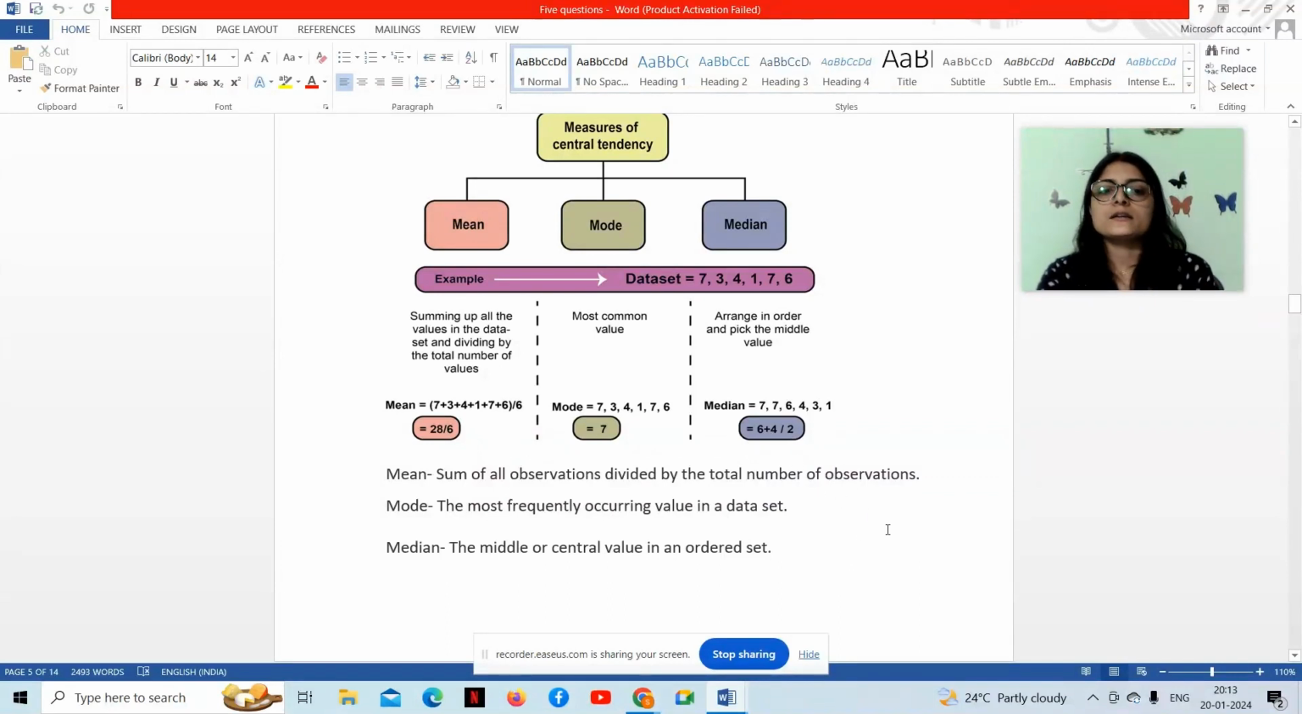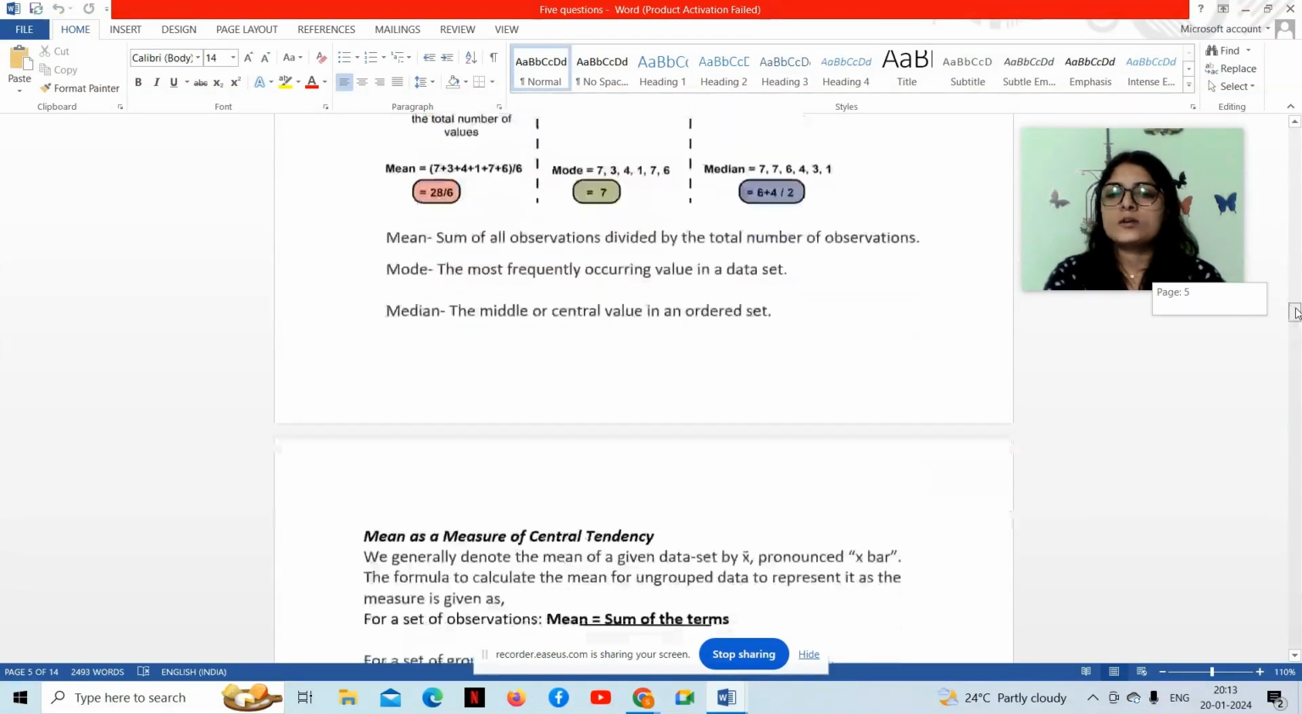And median. Median means the middle or central value in an ordered data set. First, we need to arrange the data set in a particular order, then pick the middle value. Suppose 1, 2, 3, 4, 5, 6. If we have an even number of values, we pick these two, 6 plus 4, and then divide by 2. So this is the median, the middle or central value in an ordered set.